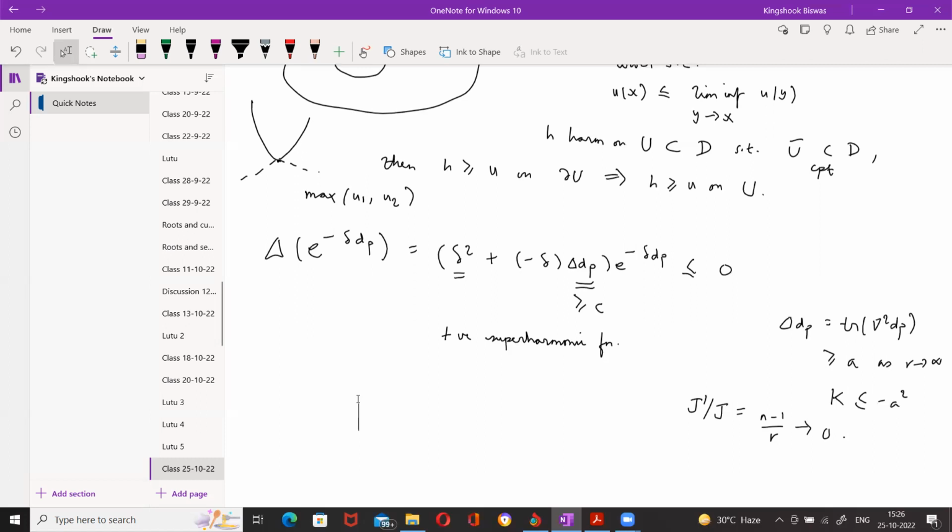But Rn has both the behaviors. Correct. Exactly. Rn has both the behaviors. Which tells you that curvature alone is not enough, right? Because in Rn, the curvature is always 0. So curvature is not enough to decide this problem.